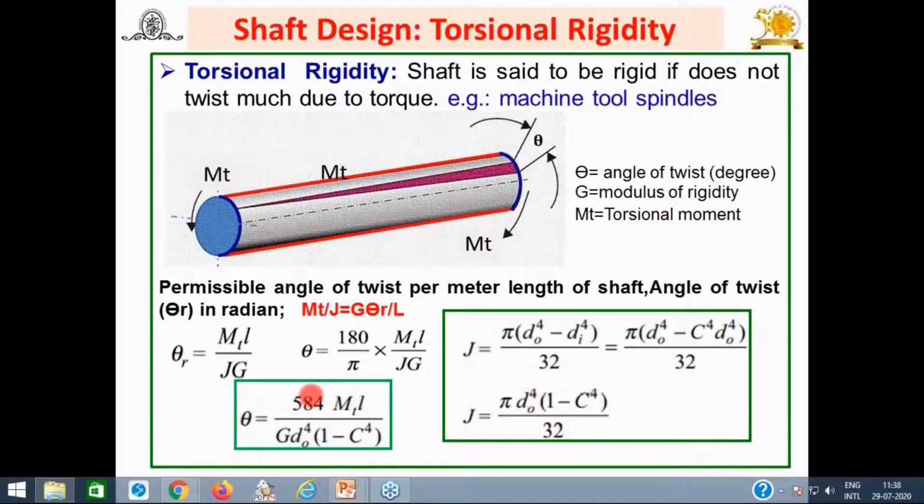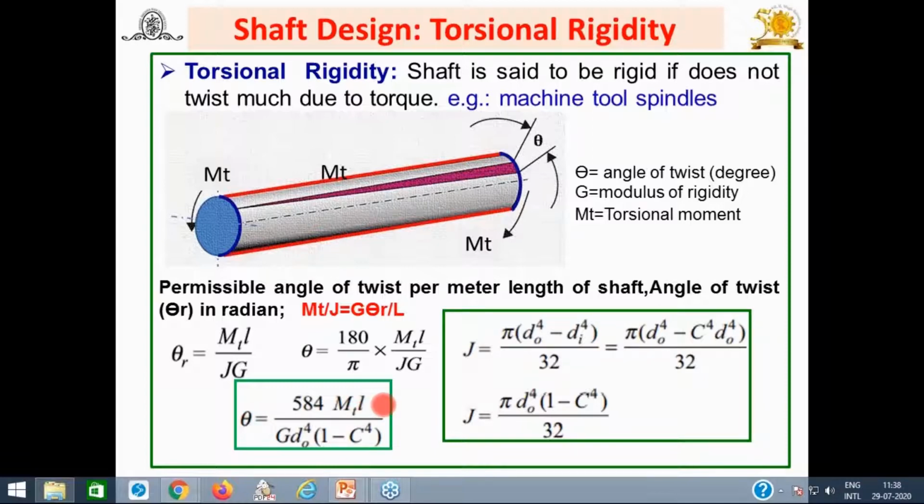And for a solid shaft, what is this equation? Theta = 32 MT L / (π G D⁴). But what is the change for a hollow shaft? G into Do⁴ into the bracket (1 − C⁴). And this is because of the polar moment of inertia for a hollow shaft. Try to understand.